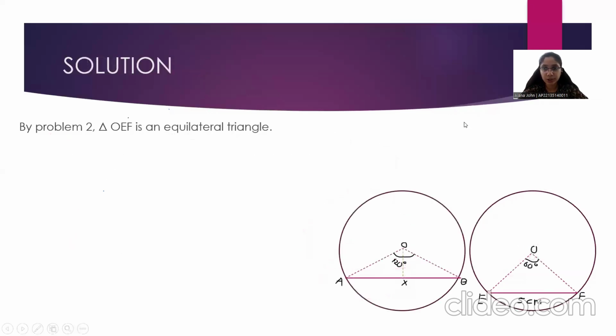On to the solution. Here all the given information is taken. First, let us consider the chord which subtends an angle of 60 degrees at the center. I have named the chord EF, and the center of the circle O. The chord EF is 5 centimeter long and the angle subtended at the center is 60 degrees.